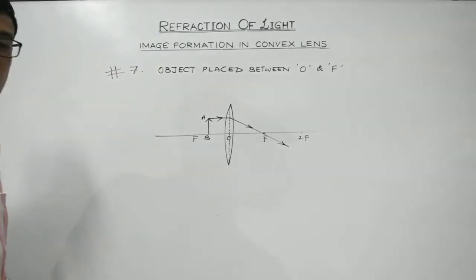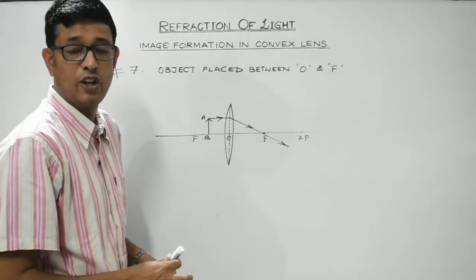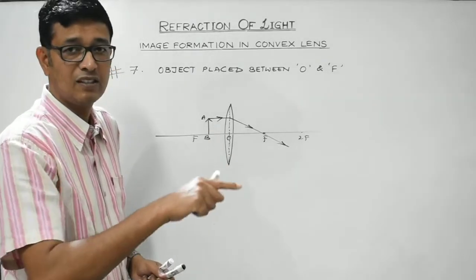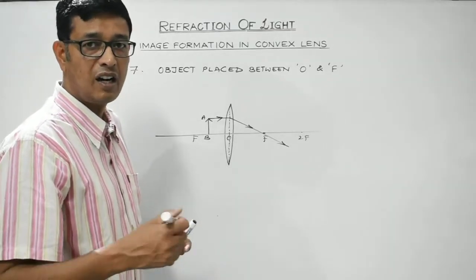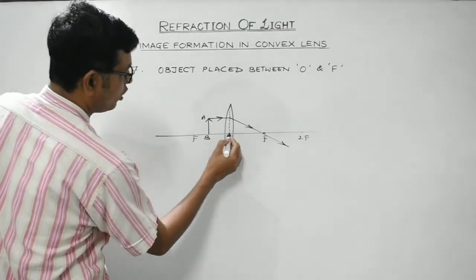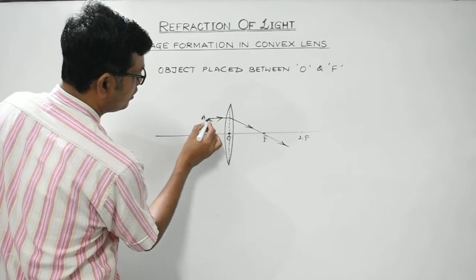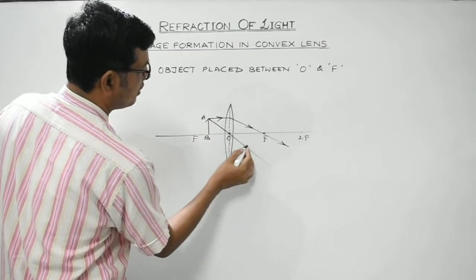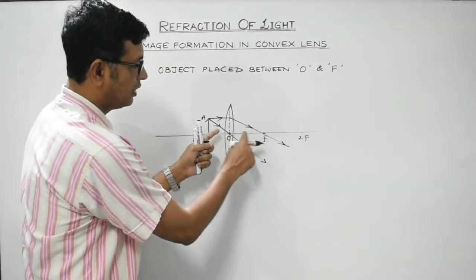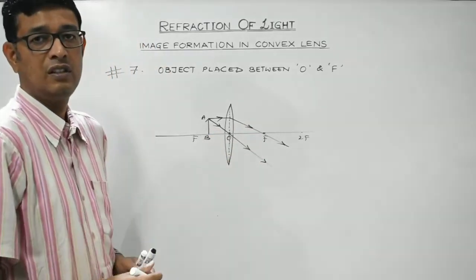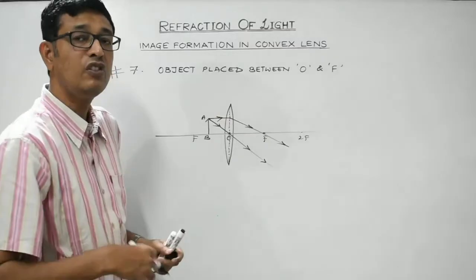And what about the second rule, students? A ray of light passing through the optical center of the lens will remain undeviated. So, this is the optical center. The ray which passes through the optical center will remain undeviated, like this. And students, please don't forget to indicate these arrows. And dark lines represent the real lines.